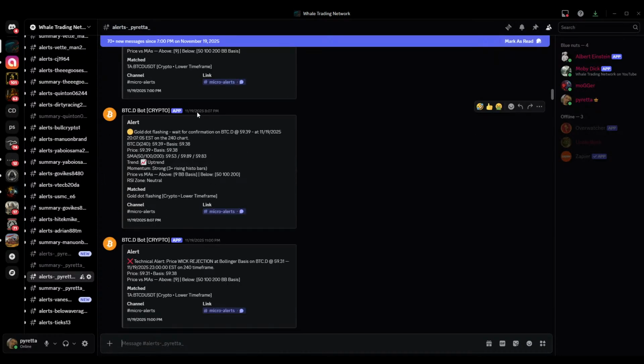Okay, so the gold dot alert comes with all the information: where the Bitcoin dominance is, the price versus the basis line. It tells you what all the MA prices are, and whether we're in an uptrend or not. Our momentum with the histo, and it tells you where we are in relation to all the bands, right? So on this one, Bitcoin dominance, it's not going to have any stop losses or anything like that. But we can see that we're above the 9 and the middle Bollinger Band.